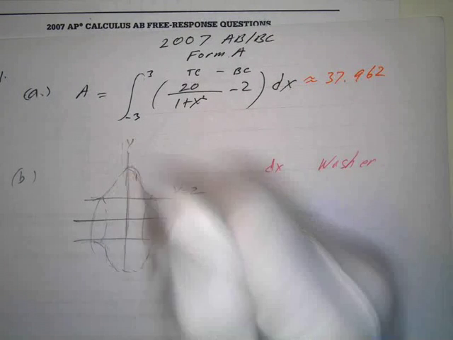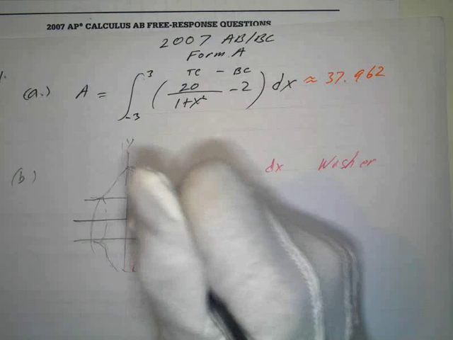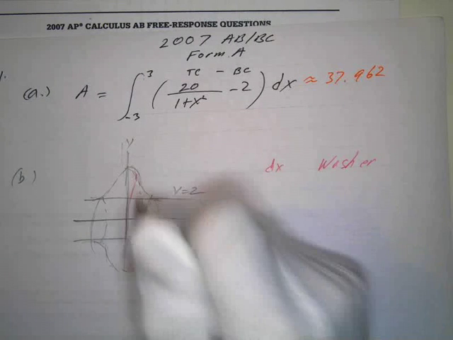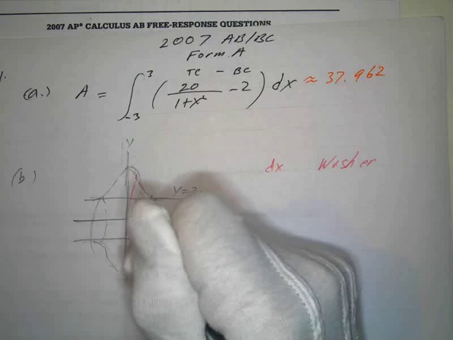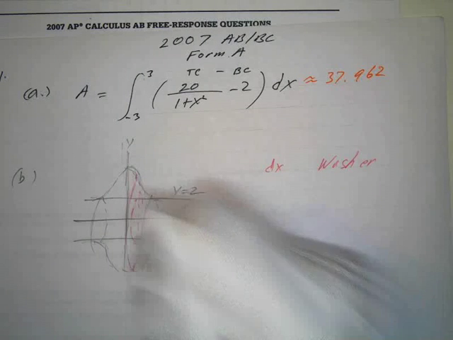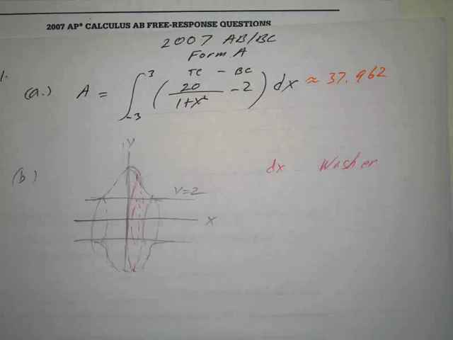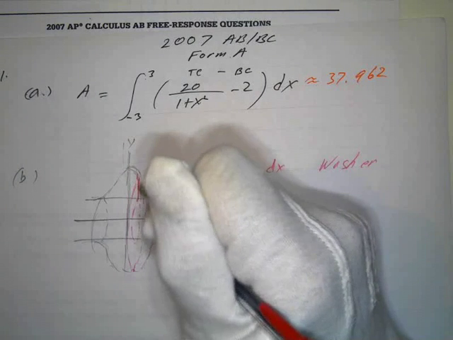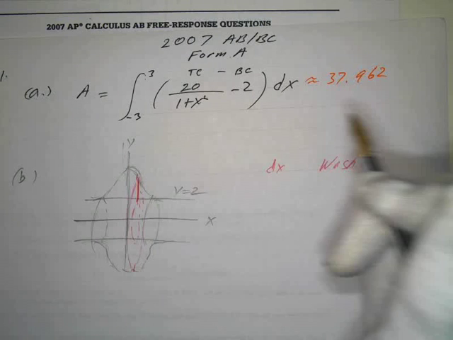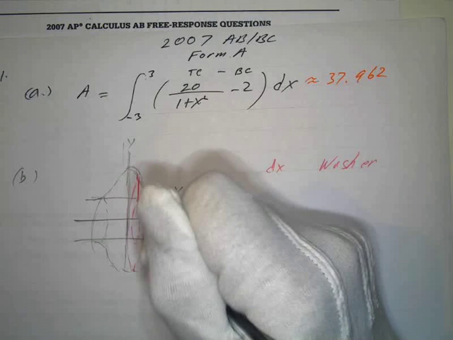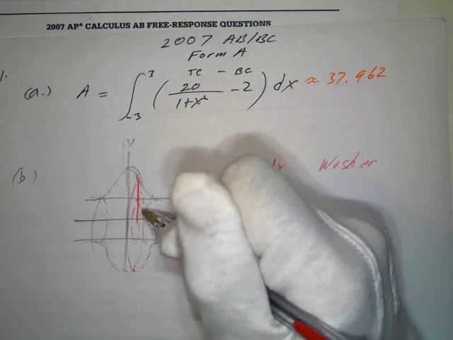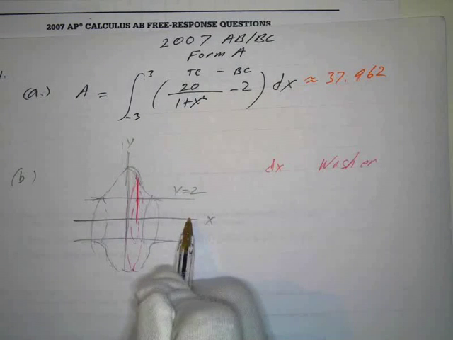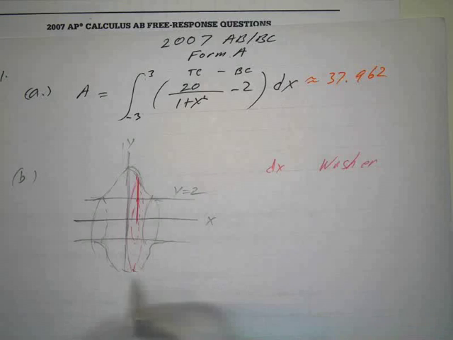So here, if this is a typical washer, and this is a little inside, something like that. So there's kind of a typical washer. And I'm going to need a big R, so my big R is going to go from here all the way down to the x-axis. All right? So the bottom curve is 0, so my big curve is just this one.